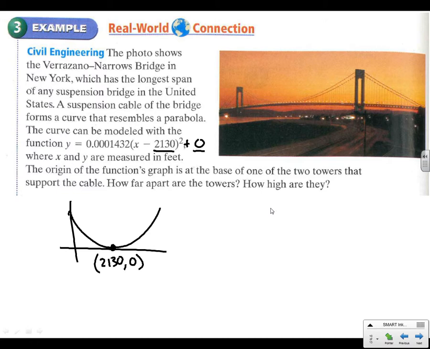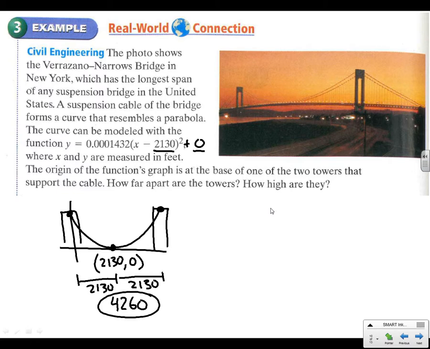And so the suspension bridge is going to look like that. So first things first, if these were the towers, how far apart are they? Well, since this is symmetric, halfway gets us 2130. The other half must also be 2130. So how far apart are these towers? 4260. Just add those up. They're 4260 apart. And how tall are they?